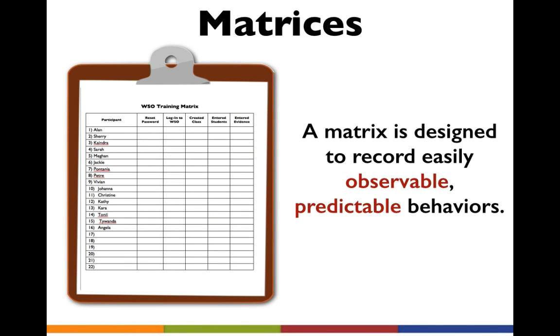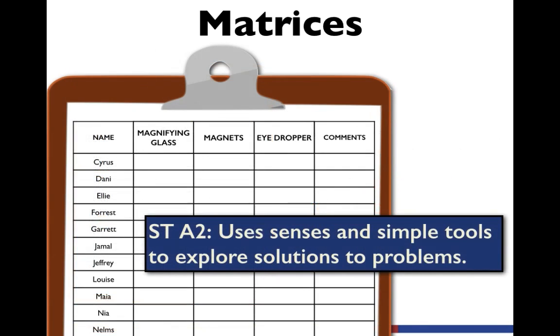The final type of evidence we will look at is the matrix. A matrix is a tool used to collect notes on multiple children at one time. Lead teachers design a matrix ahead of time to quickly collect data on easily observable, predictable behaviors. Teachers should identify one indicator to assess on a matrix, for example, this science indicator. Then, they design multiple activities related to that matrix that will allow them to quickly assess students' proficiency with the indicator. For example, teachers should incorporate the tools into the classroom and observe children using them.